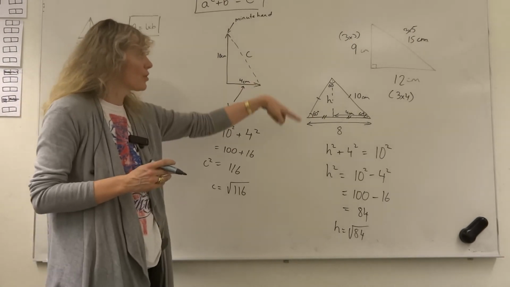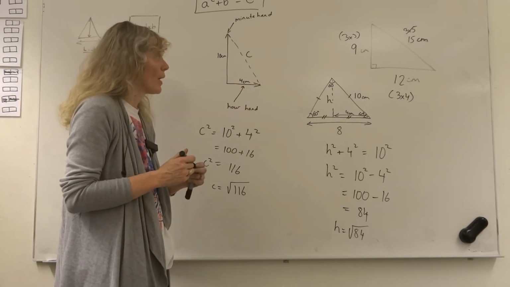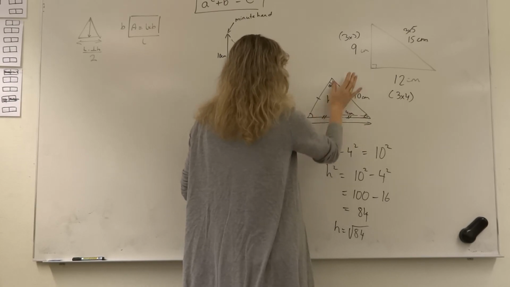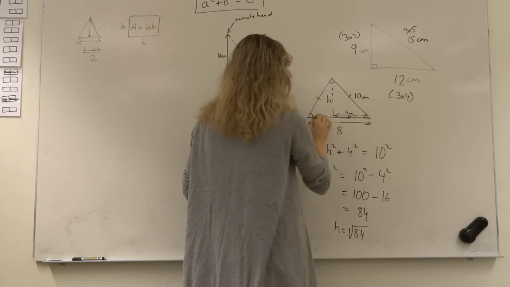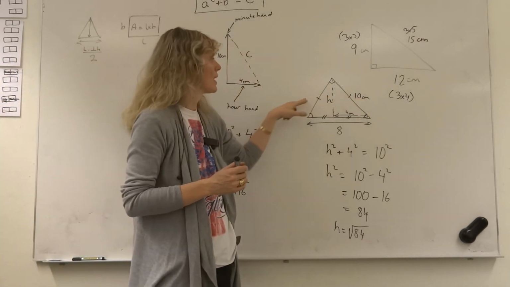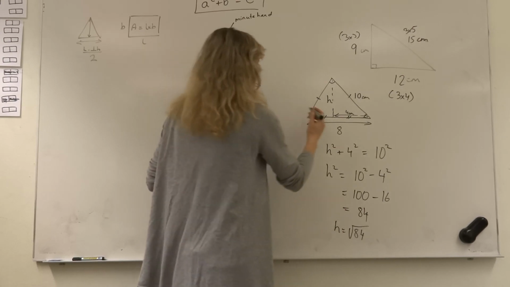So isosceles triangles will also help. Oh sorry, this wasn't an equilateral triangle. The angles wouldn't have been 60. Sorry. The angles wouldn't have been 60, it was only these two lengths that were the same. These two angles would have been the same.